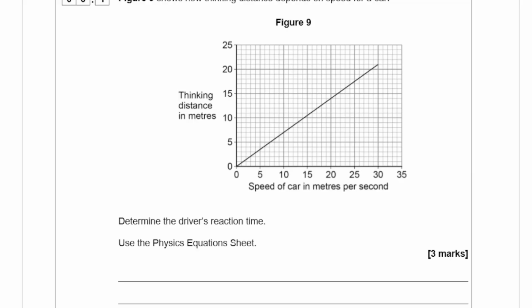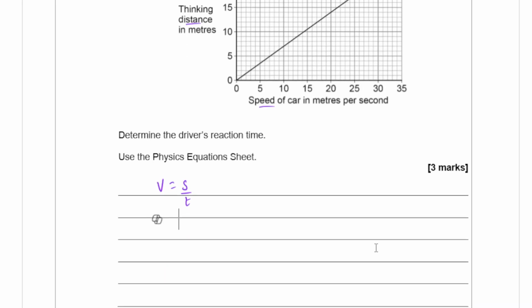How do you work out the reaction time? From a distance and speed. Remember, speed equals distance divided by the time. So, time, one second, we'll have to use the graph.